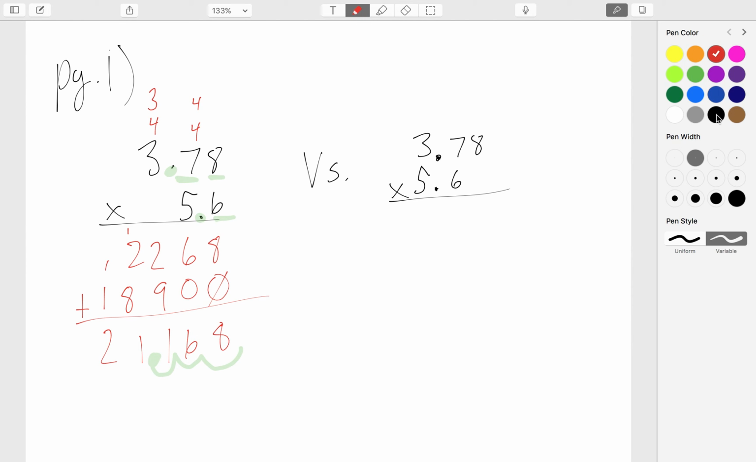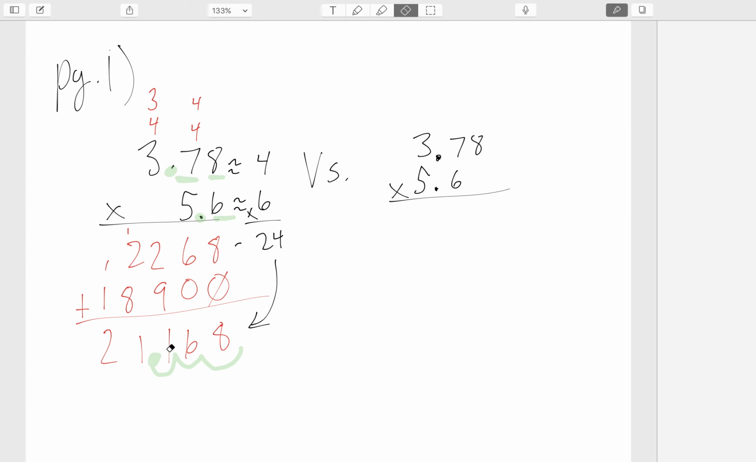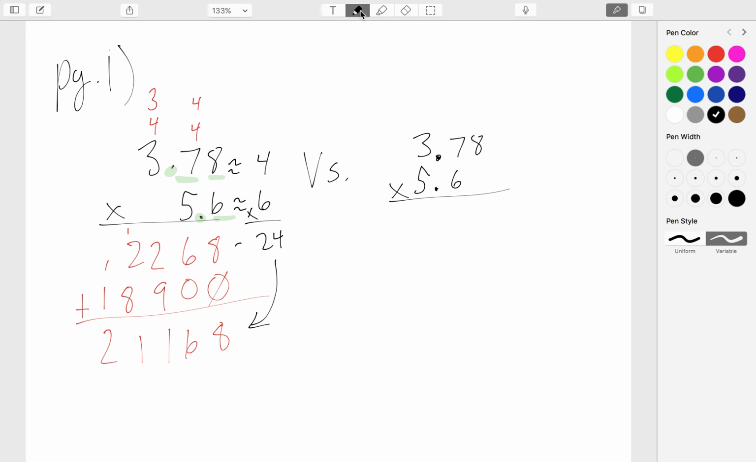Now this part is very crucial because if you forget the rule for the decimal point, it would help you to estimate. So what is 3.78 rounded? 4. What is 5.6 rounded? 6. So I'm looking for 4 times 6 is 24. So my answer here should be around 24. Where can I put the decimal spot to where it's around 24? So let's say I didn't know to move it 3 times and you're on your test and you're wondering, where do I put that decimal point?